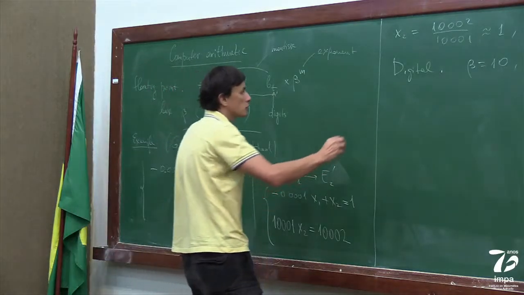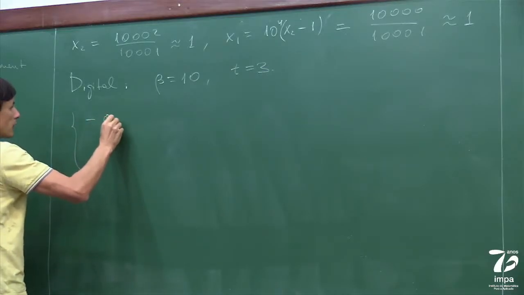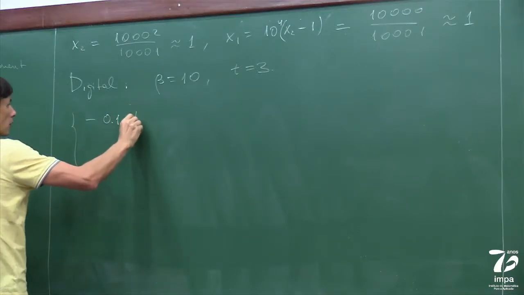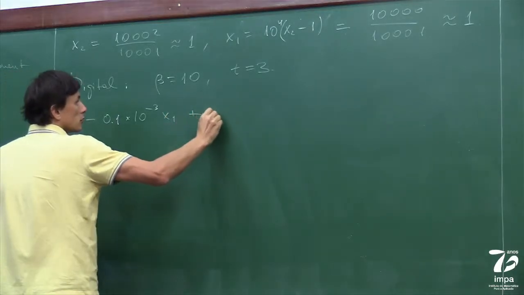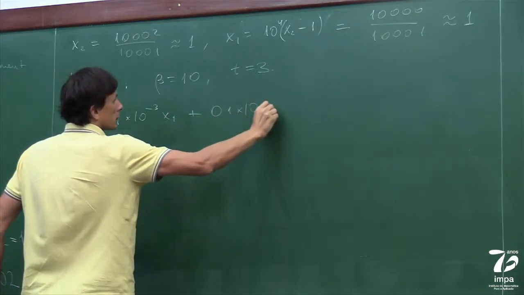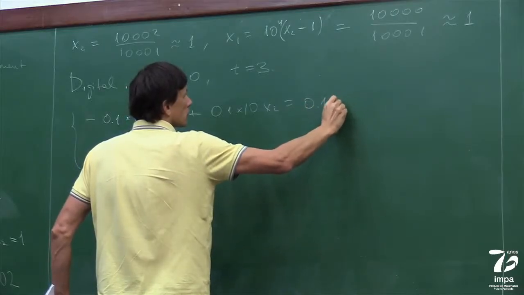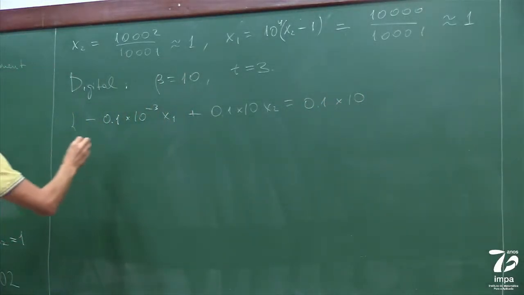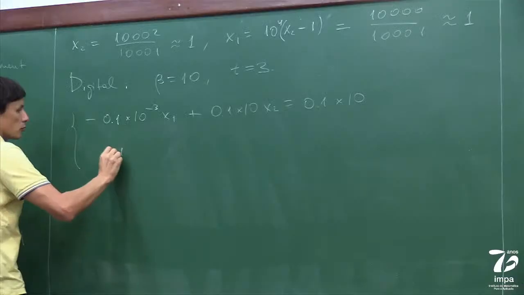So how will everything work? First of all, the equation will be written in a standard form. So it will be minus 0.1 times 10 to the minus 3 x1 plus 0.110 x2 equal 0.110. So this is how the computer will see it. And then here we have the same thing, 0.1.